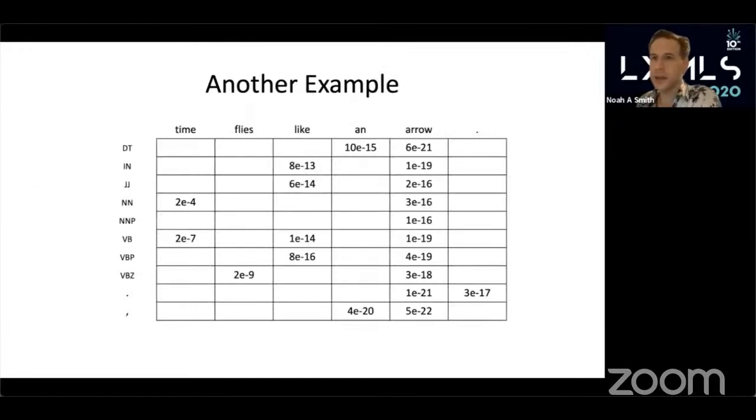This is another example, a classic ambiguous sentence, time flies like an arrow. This is a nice illustration for why POS tagging might be useful. This sentence has a metaphorical meaning that most people interpret right away. Time flies like an arrow means that time flies fast. But there are a couple of other readings, and one of them, I think it was Groucho Marx told a joke: time flies like an arrow, fruit flies like a banana.